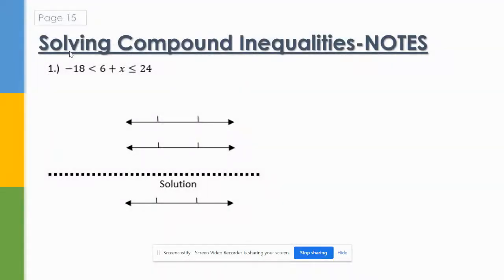Second part here is when we actually have some real equations involved. Turn your page to page 15. So I'm going to decide, is this an and or an or? Because it's compound and the x plus 6 is in between, it's an and. So I rewrite it as two inequalities.